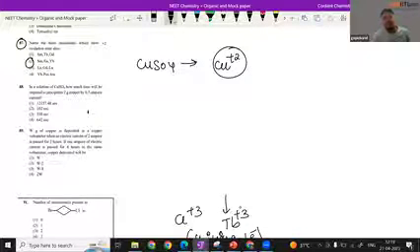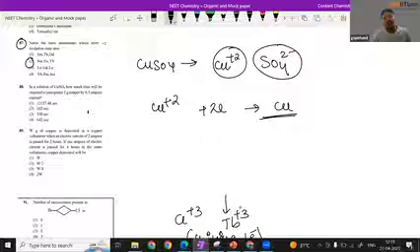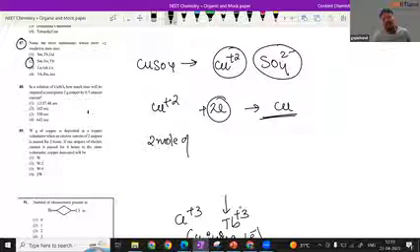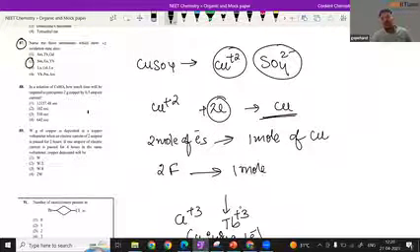So that means copper will be present in +2 and sulfate will be present in -2. It requires 2 electrons to form copper. So we can clearly say from this example that 2 electrons are required to produce 1 mole of copper, or 2 moles of electrons are required to produce 1 mole of copper. We know 1 mole of electrons is 1 Faraday, so 2 moles of electrons means 2 Faraday. 2 Faraday is required to produce 1 mole of copper.